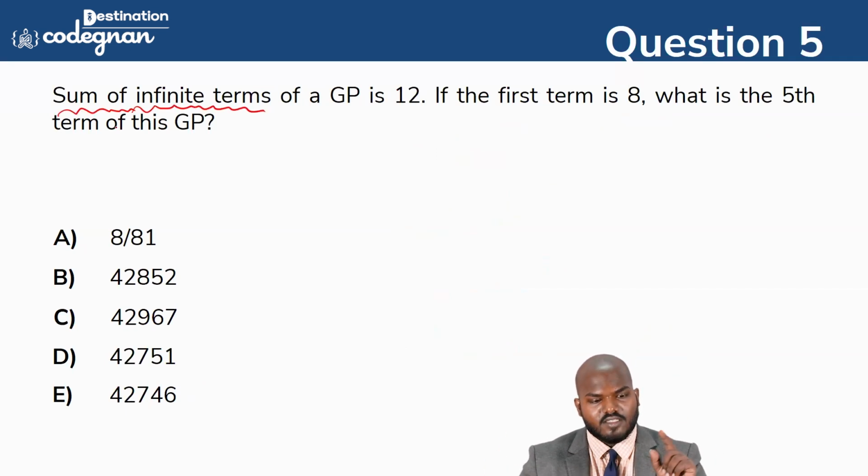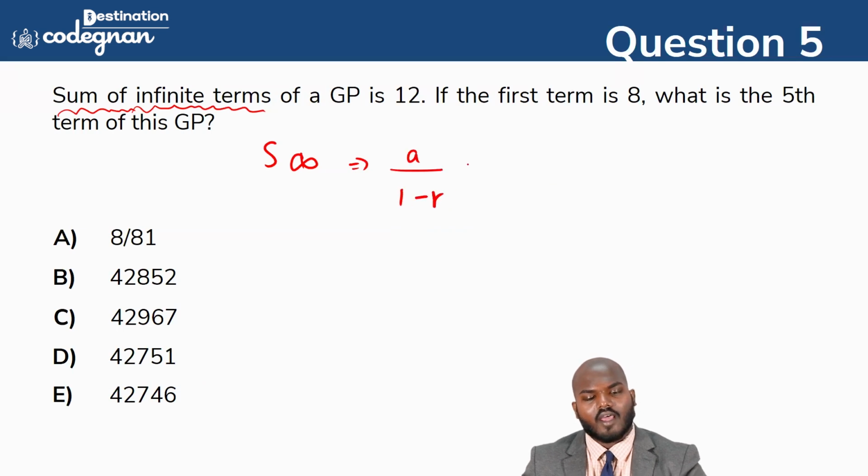Here, the sum of the infinite terms of a GP is equal to 12. If the first term is 8, what is the fifth term of the GP? What is the formula for the sum of infinity? We know that it is A over 1 minus R.